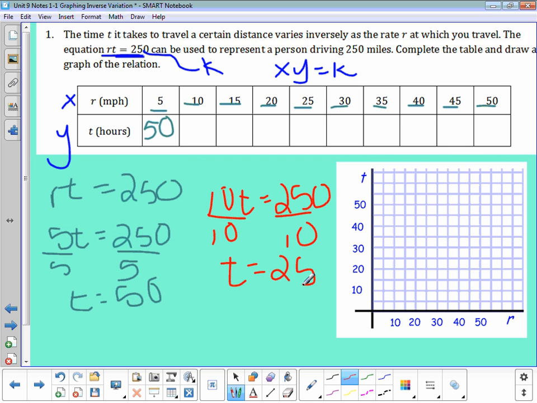So this is good. They're inversely related. As this is getting larger, this is getting smaller. That means they're inversely related. This is what we want.